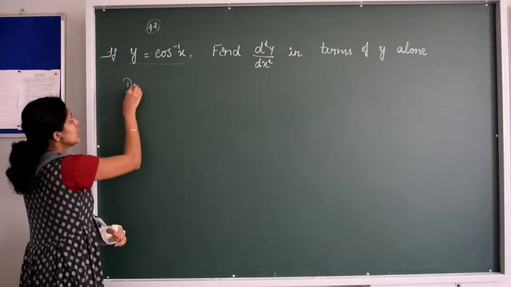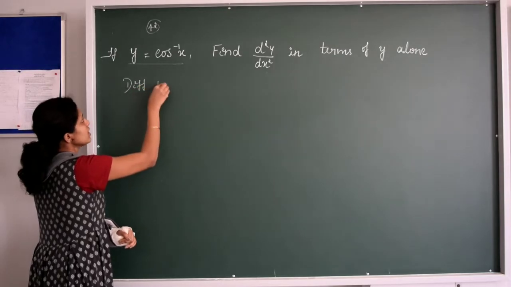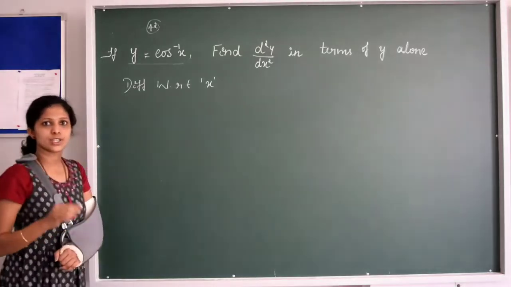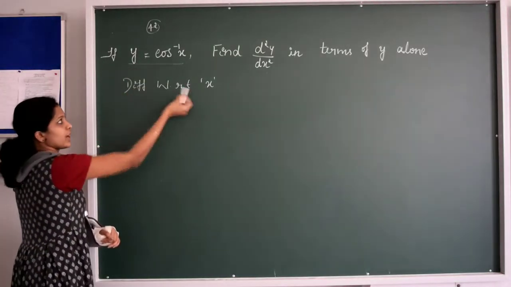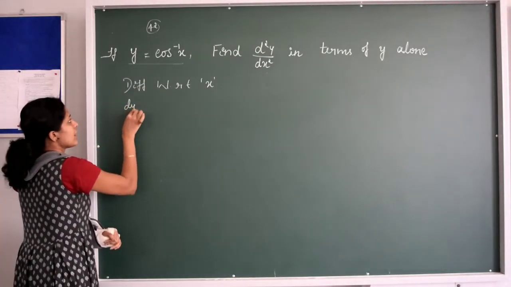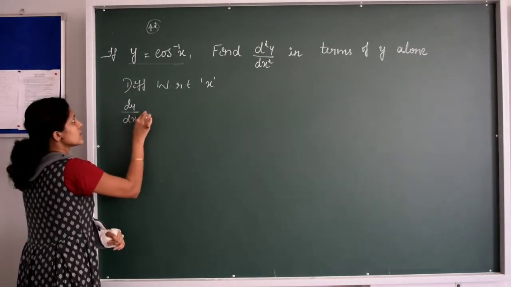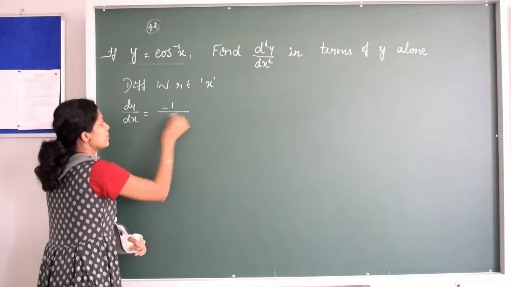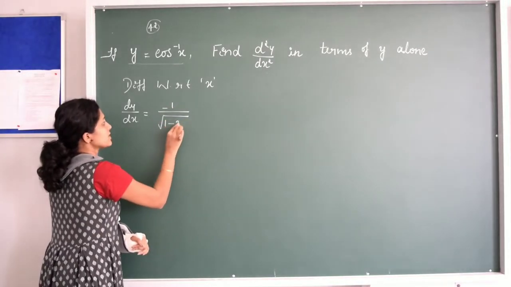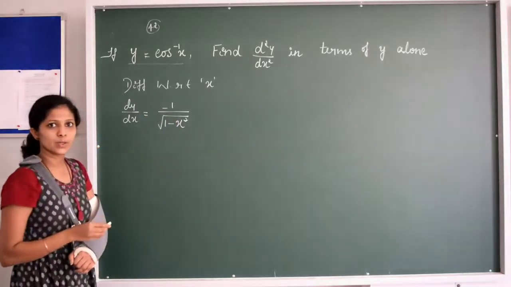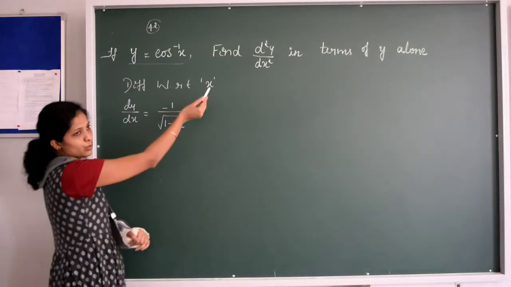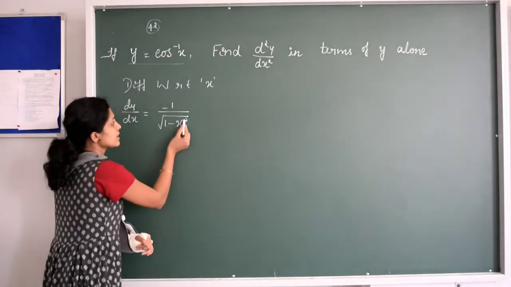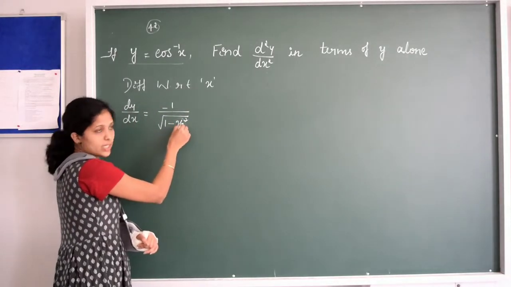First, I have to differentiate the function with respect to x. Right? We are differentiating the function with respect to x. Derivative of y with respect to x will be dy by dx. So this is equal to derivative of cos inverse x. What is the derivative of cos inverse x? Minus 1 by root of 1 minus x square. Right? But you have to find d square y by dx square in terms of y alone. Right? But here we have x.